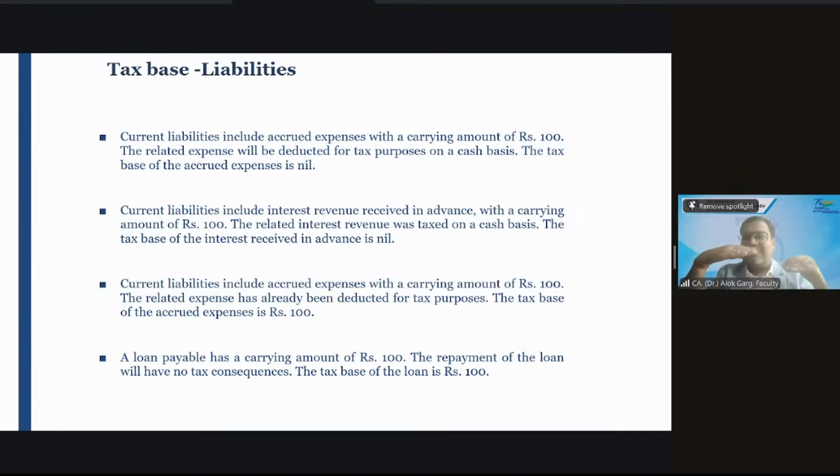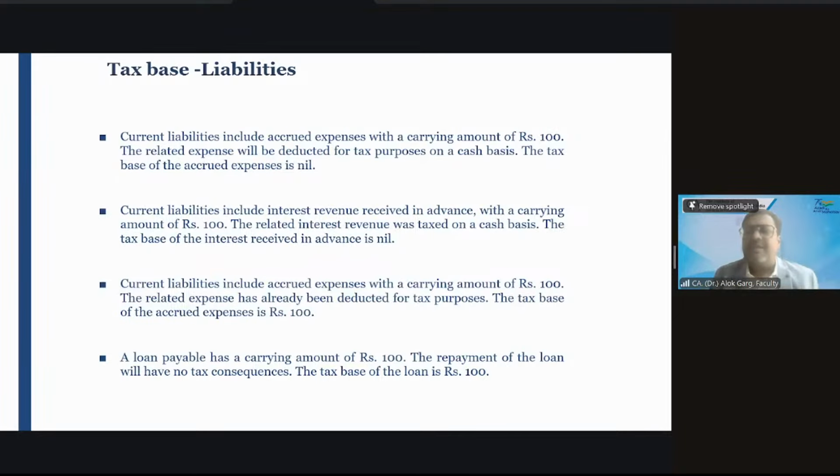Reduce liability means create asset. Asset. DTA, deductible temporary differences. So the tax base of the accrued expenses is nil. So friends, now will you be able to determine the tax base or not?